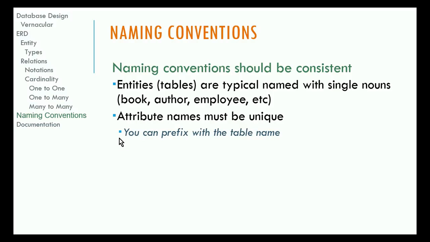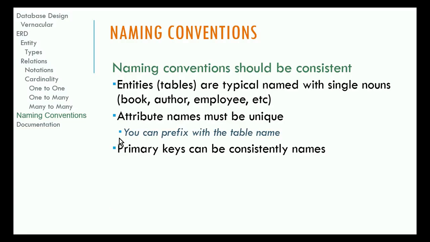Will it break anything if they're not unique in a database? No, it'll work fine. But to reduce the ambiguity, generally we recommend keeping all the attributes unique. One way you can do that is always prefix the attribute name with the name of the table in which it appears. So if you have last name in the employee table, instead of just having last name, you can have employee last name so that it's non-ambiguous.